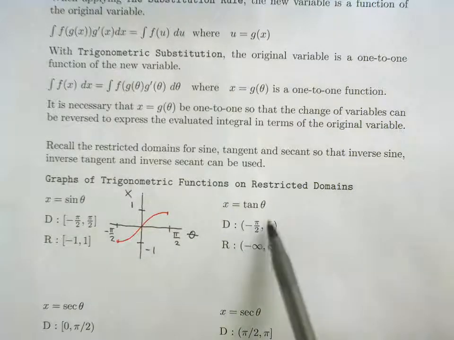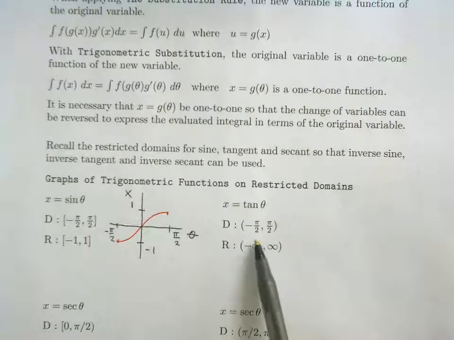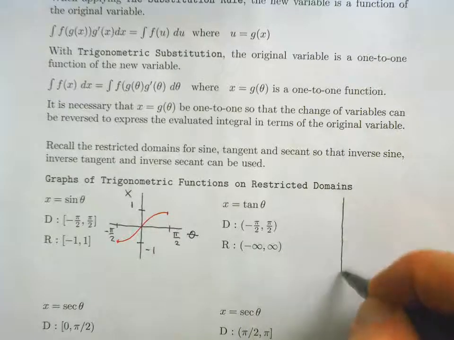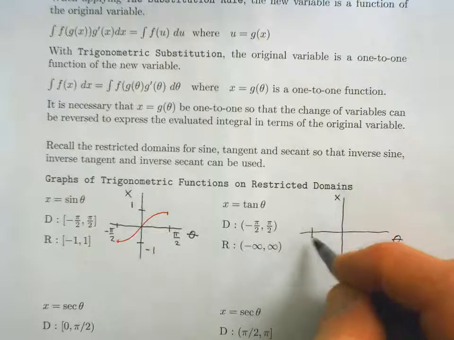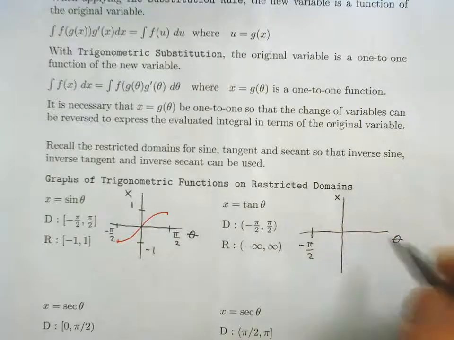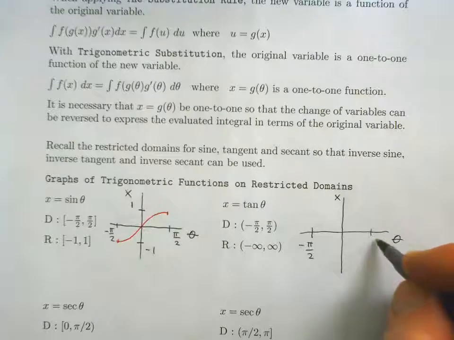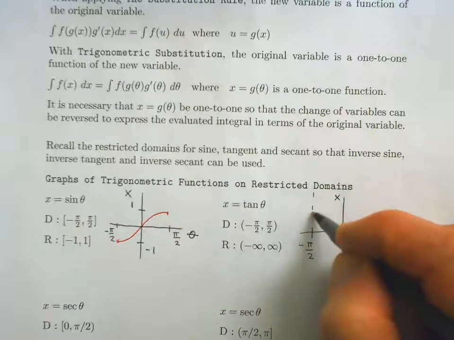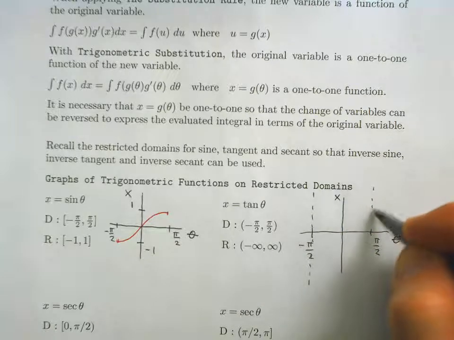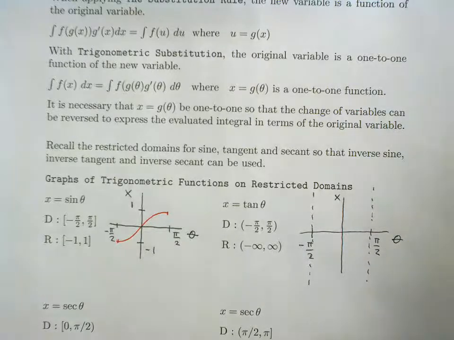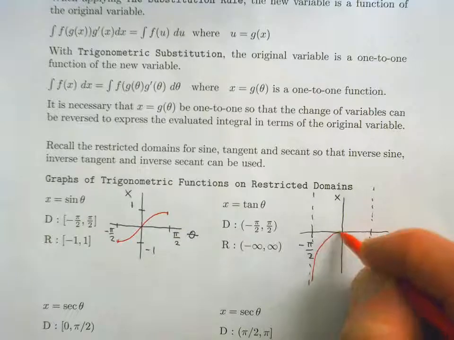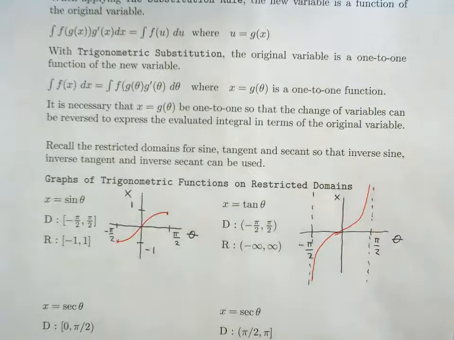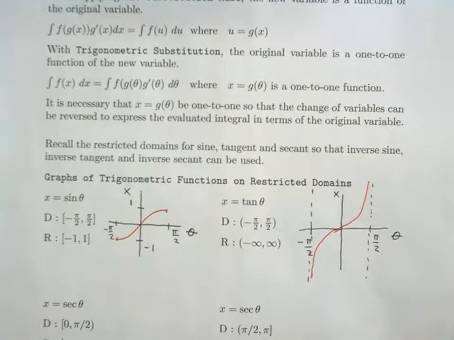For x equals tangent of theta, we restrict the domain to be strictly between negative pi over 2 and pi over 2. And remember that for the tangent function, theta equals negative pi over 2 and theta equals pi over 2 are vertical asymptotes for the graph of the tangent function. In between, the graph of the tangent function looks sort of like this. It passes the horizontal line test, and so it is a one-to-one function.